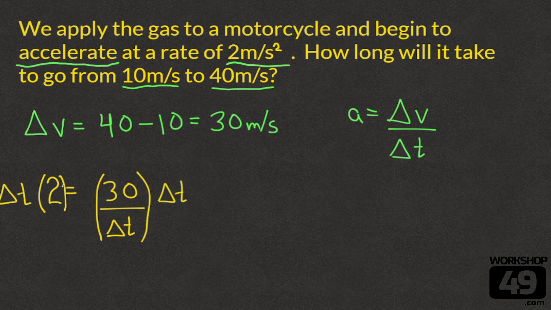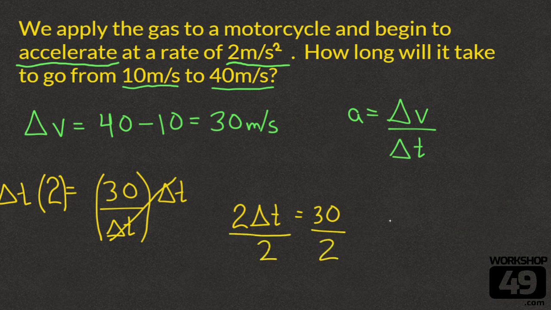If you multiply both sides by delta T, they cancel out over here, becomes 1. It leaves us with 2 delta T equals 30. We now want to get rid of the 2. To get rid of this 2, we divide both sides by 2. And to finish this off, delta T is going to equal our 30 divided by 2, which is 15 seconds.